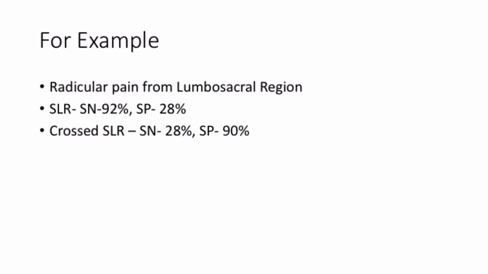Now, to understand this in a better way, let me give you this example. Let's say for the disc prolapse or lumbar radicular pain, we are using the SLR test as well as the crossed SLR test. The SLR test has 28% specificity and 92% sensitivity. In comparison, the cross SLR test has 28% sensitivity and 90% specificity. Now you tell me which test you will use to rule out the condition and which test you will use to rule in the condition.